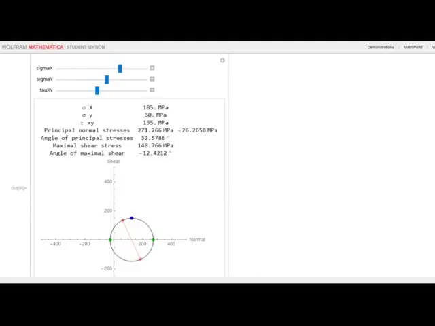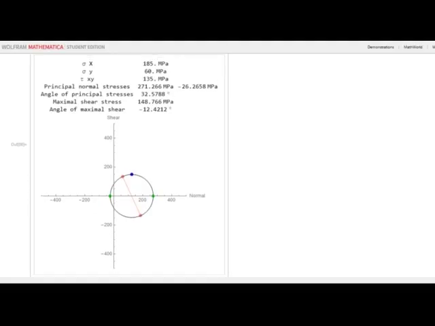And then I have a blue point here, which is my maximal shear stress. This maximal shear stress, as you can see, is the radius of my Mohr circle. And again, I have an angle of maximal shear stress, which is displayed right here. And again, the angle on my Mohr circle is twice the real angle.